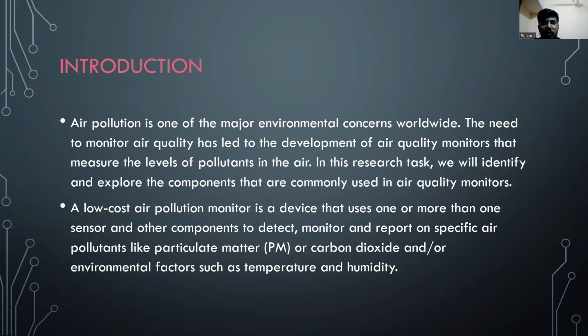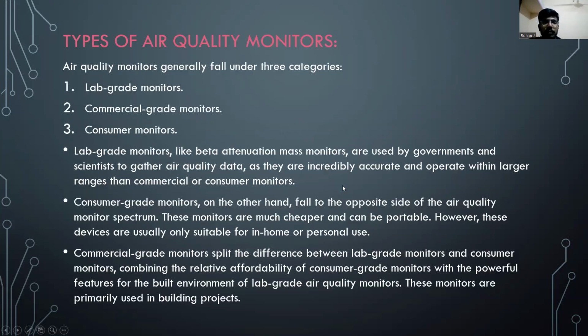An air quality monitor is a device that uses one or more sensors connected to a microprocessor, which detect, monitor, and report on specific air pollutants like particulate matter, carbon dioxide, and carbon monoxide present in the atmosphere. It can also report factors such as temperature and humidity. Basically, air quality monitors fall under 3 categories: lab grade, commercial grade, and consumer grade.